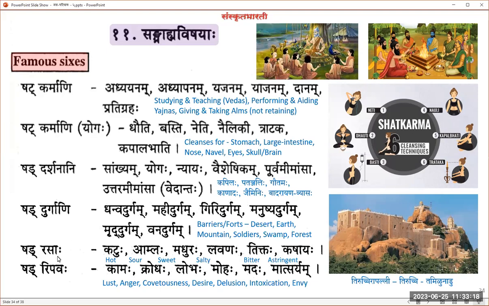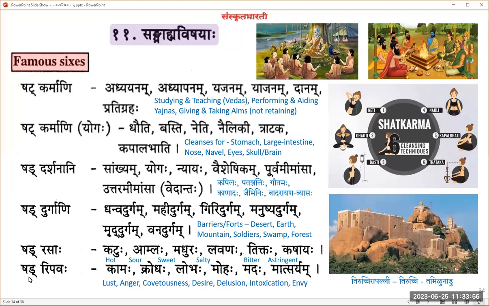Shad rasaha: katuhu, amlaha, madhuraha, lavanaha, tiktaha, kashayaha. Katu, hot; amla, sour; madhura, sweet; lavana, salty; tikta, bitter; kashaya, astringent. Important tastes. Anybody who has eaten narthangai urugai will appreciate that. We love that. Narthangai urugai is a bitter lemon pickle.